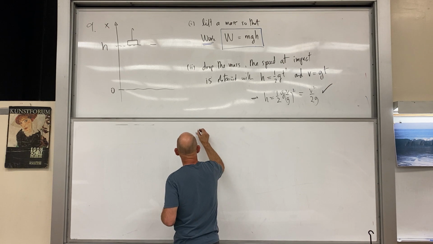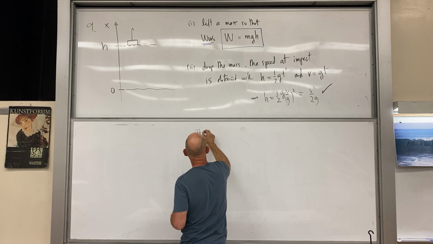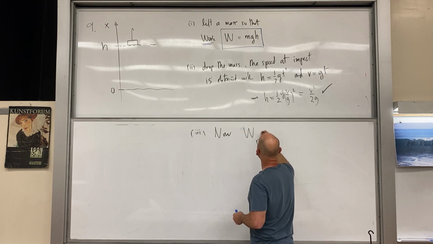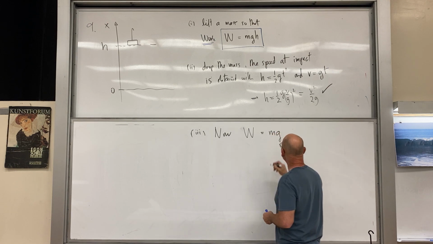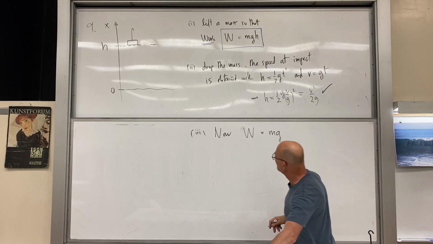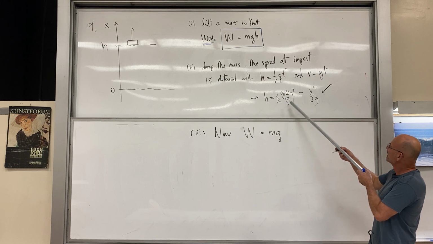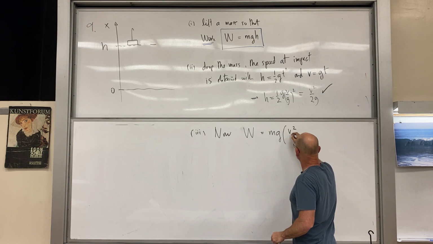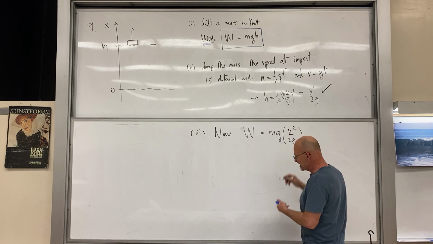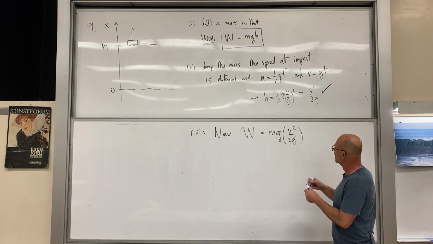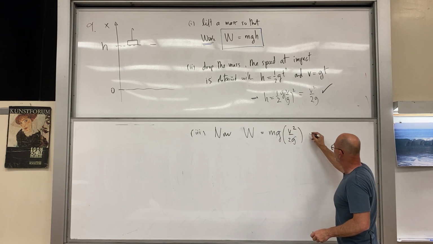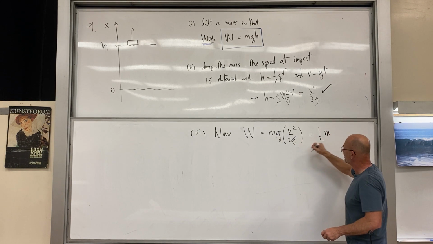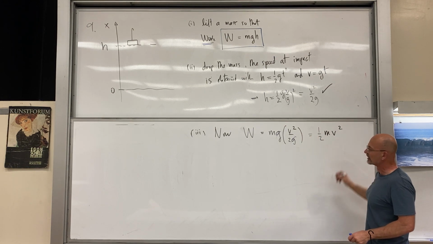So, continuing with 9. Now the work is m times g. Now let's just plug this h in here, which is v squared over 2g. The g's cancel. And we end up with 1/2, there's a 2, m, the only thing that's left over is v squared.